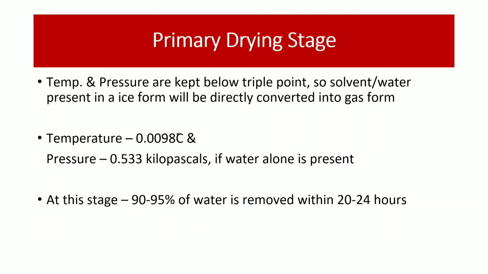So usually the temperature is 0.0098 degrees centigrade and pressure is 0.533 kilopascals. This one is for the water alone. If the water alone is present as a solvent, then and only then this temperature and pressure is going to be helpful to keep your temperature and pressure below the triple point. But if other solvents are there, we need to identify the temperature and pressure at which the triple point will be there for that particular solvent.